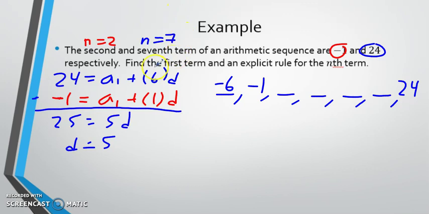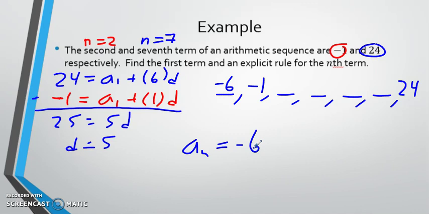So now I know a sub 1, that was one of the things they asked us to do, find the first term, and they want an explicit rule for the nth term. So for writing the explicit rule, that's where I leave things in terms of a sub n equals a sub 1, which will be set. That number will not change from now on.